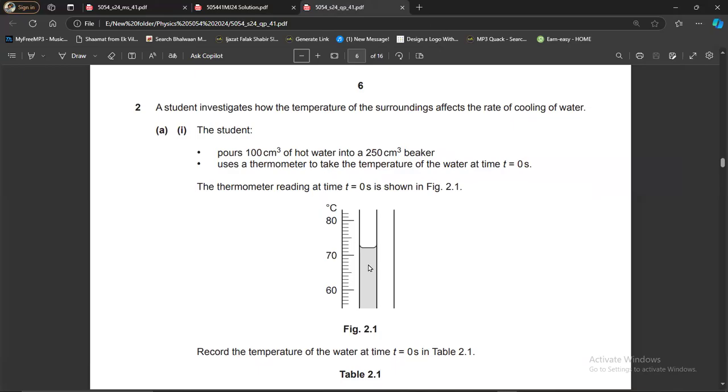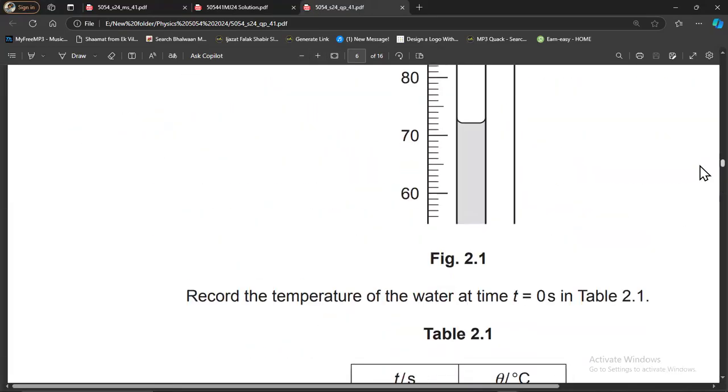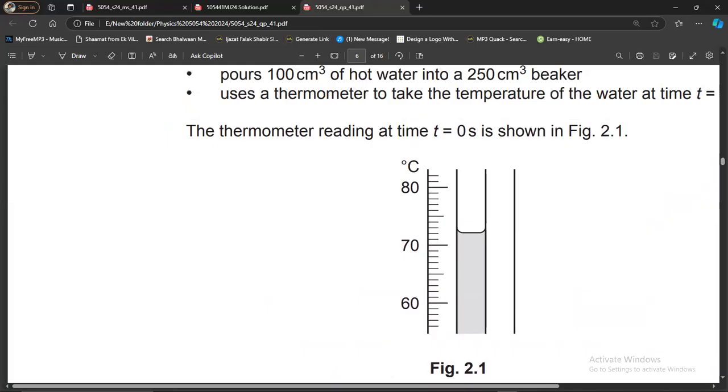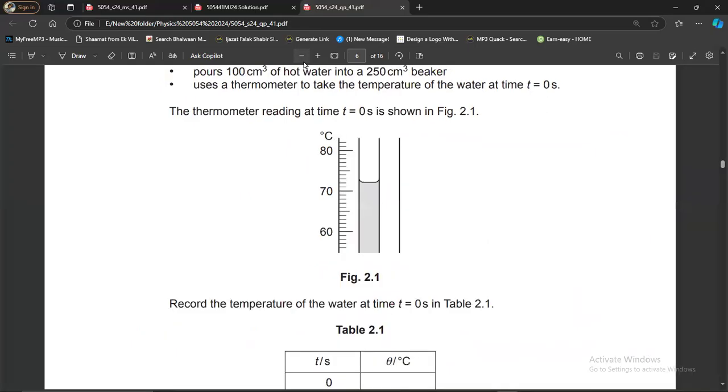So this is the diagram or figure of the thermometer. Let me show you. I have made it larger so you can understand how we have taken the reading. For this reading, I'm going to take the lower meniscus. This reading is 72 degrees centigrade. So the reading is 72 degrees centigrade.